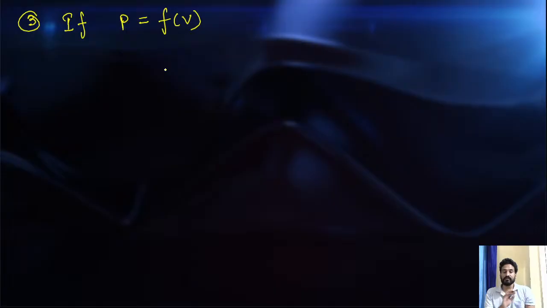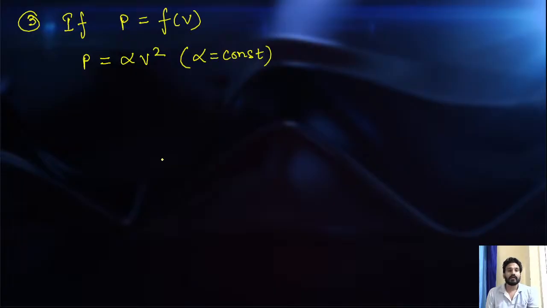How? Very simple. If my pressure is a function of volume, and it is given in the question that my pressure is equal to alpha V square, this is how my pressure is connected to the volume, guys. And here alpha is my constant. This is my question. Now we have to calculate the work done by the gas. If pressure is not constant, it is a function of the volume, how to calculate? Very simple.